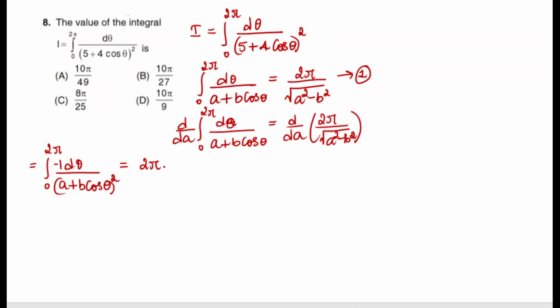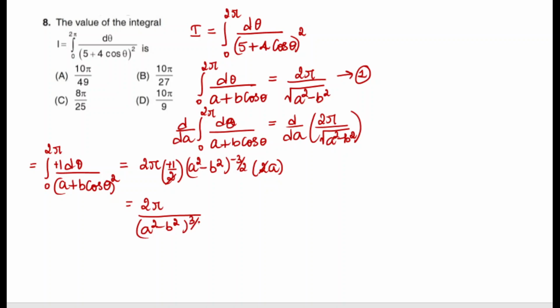2 pi, it will be minus 1 by 2, and (a square minus b square) to the power of minus 3 by 2. Again, differentiation of a square is 2a. This is what we are getting. The 2 gets cancelled here, minus becomes plus, right? So what we are getting as the solution is 2 pi divided by (a square minus b square) to the power of 3 by 2, right?